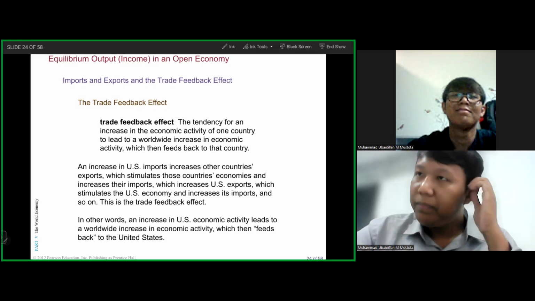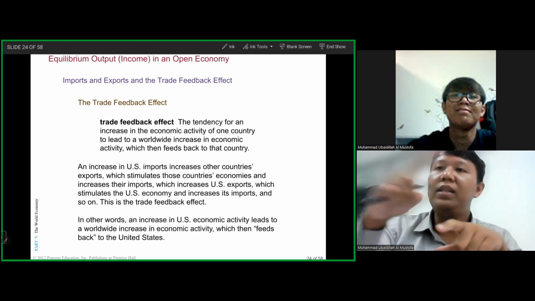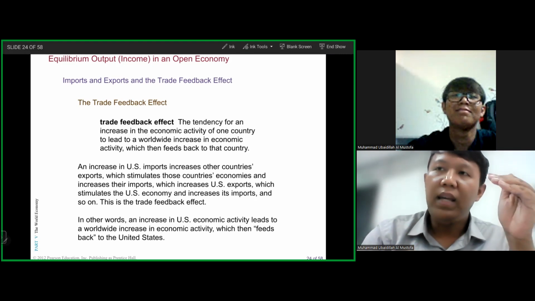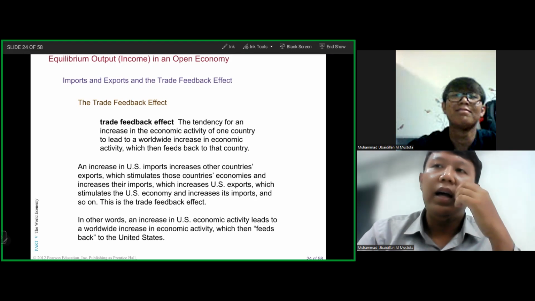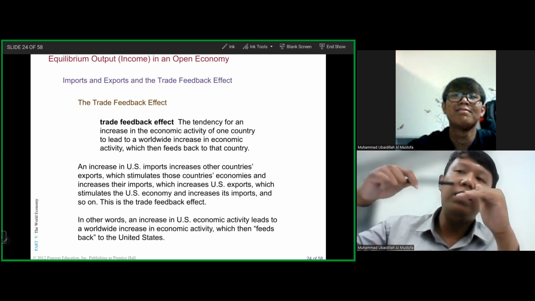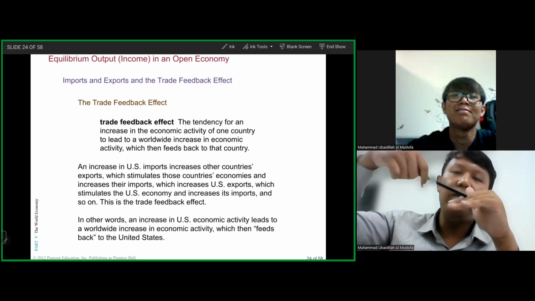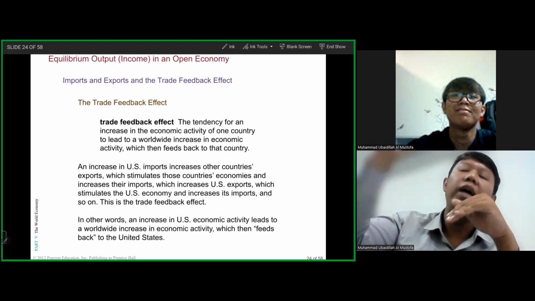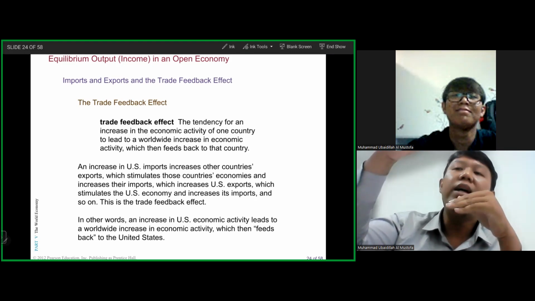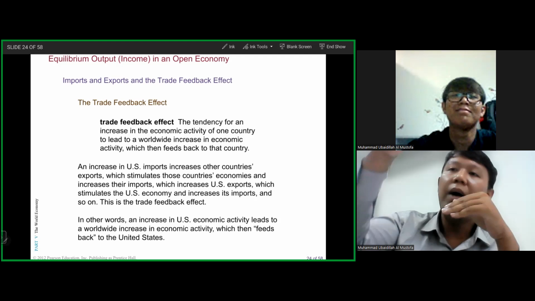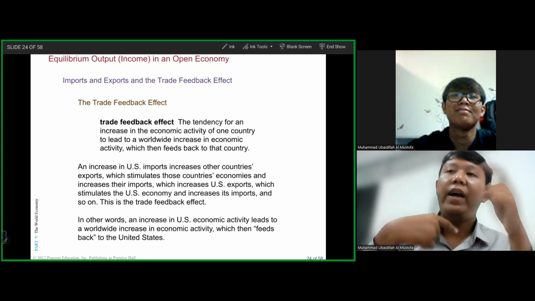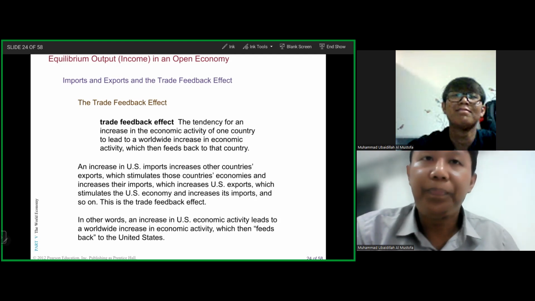So here it says that the economy is a kind of cyclical action. When there is an increase in imports in our country, this import will benefit foreign companies. It will make their economy grow and prosper. Once they achieve economic growth, they have more money and more salary, and they will increase their imports too. They will buy more products that are produced by our country. So this effect is called the trade feedback effect.